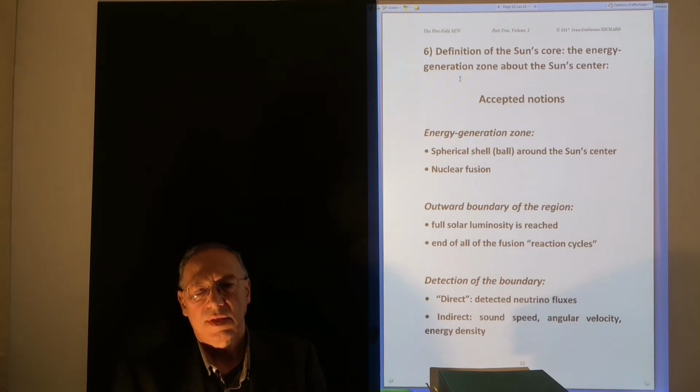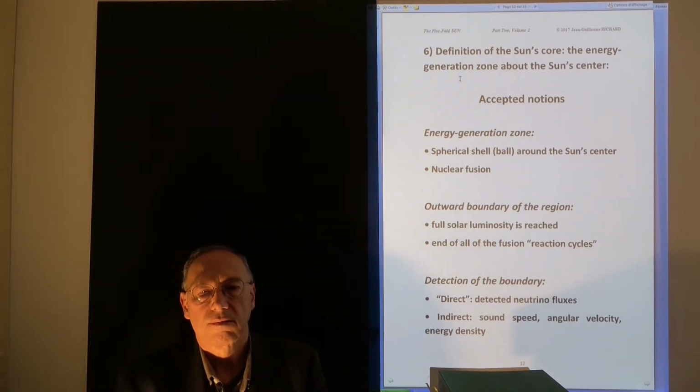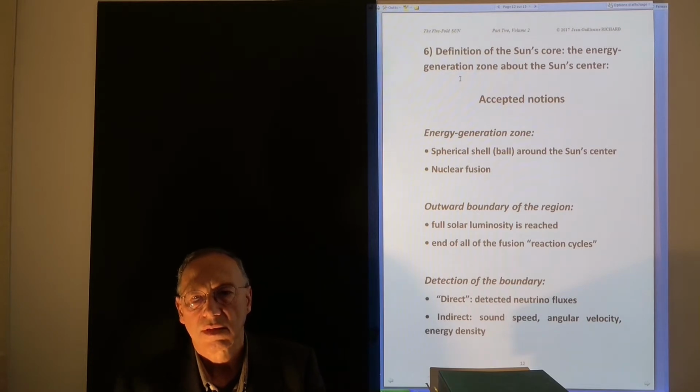We now, in step 6, go back to a definition of what we have to investigate, which is the Sun's core region. It is defined in solar physics literature quite widely as the energy generation zone, which is about the Sun's center. The accepted notion is that this zone is a spherical ball around the Sun's center, and that it is the nuclear fusion zone in the Sun. So how can we define its outward boundary?